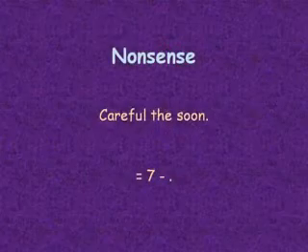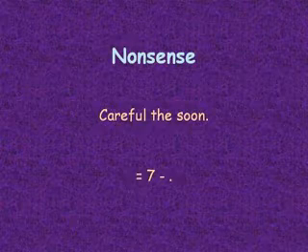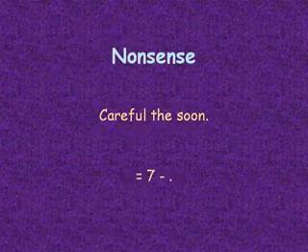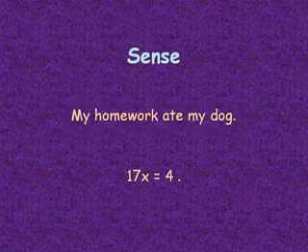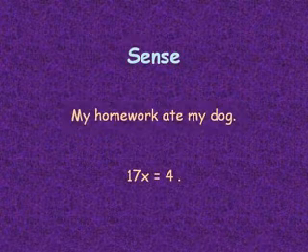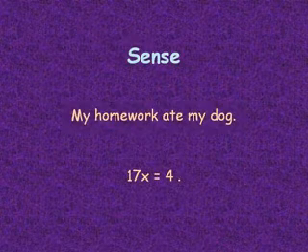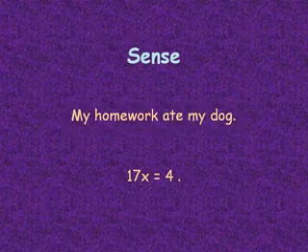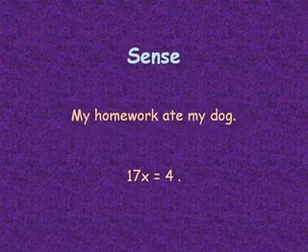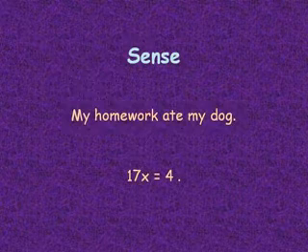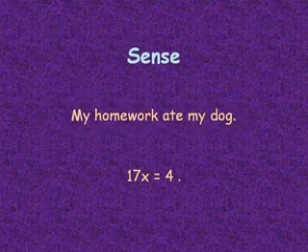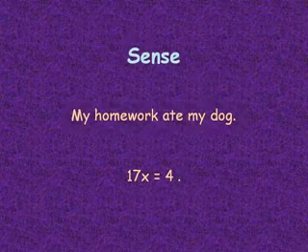And you can put them together in ways that don't make sense. Careful, the soon equals 7 minus. These don't really have any meaning. Some do. My homework ate my dog has meaning. This could either be a kid who just accidentally transposed the words. Could be the class clown, he's trying to get a rise out of his friends. Could also be a teacher that asks the students to bring in wild animals. I don't know. But you can make some sense out of it. There's many meanings maybe you could come up with.